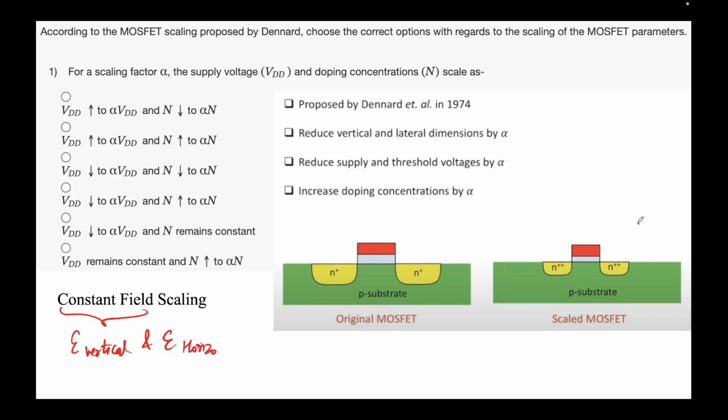Okay, so electric field everywhere is the same after scaling. That's what we mean by constant field scaling.